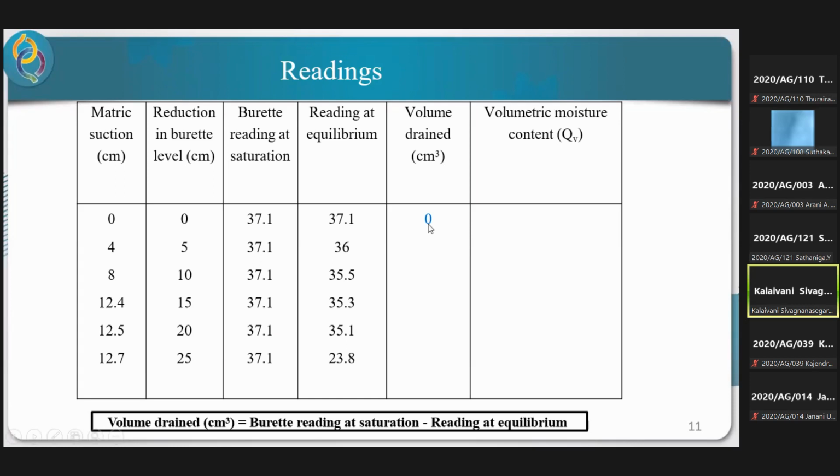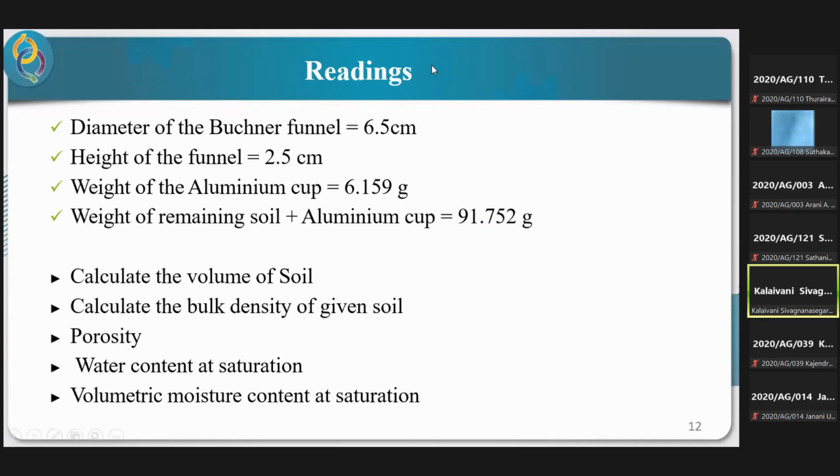I will show how to find. I will give all the things to you. You can get from this slide, so no need to worry. Here I gave the readings to find out the amount of soil. Diameter of Buchner funnel is 6.5 centimeter, height of the funnel is 2.5 centimeter, weight of aluminum cup is 6.159, and remaining soil plus aluminum cup, that means moisture can or any other containers, that's why here I mentioned as aluminum cup, is 91.752 gram.